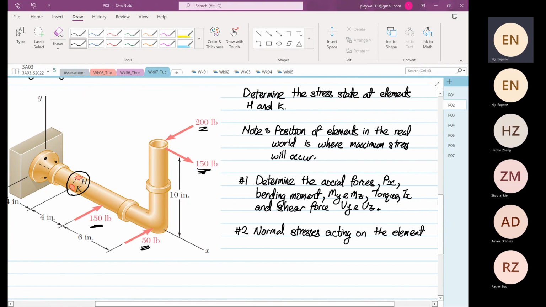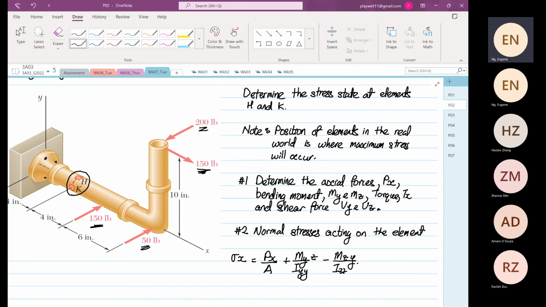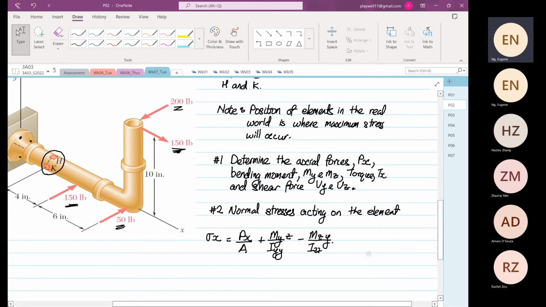And we are aware that the formula that we will use is normal stress in the x direction is equal to Px over A plus My over Iyy multiplied by z minus Mz over Izz multiplied by y. So this formula looks familiar. It's what we learned in the first 2 weeks. Yes or no? Okay. So for this case, we classified it as what? We classify it as eccentric, unsymmetrical loading.